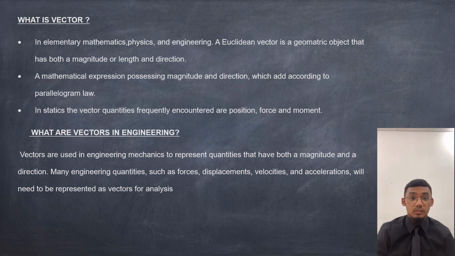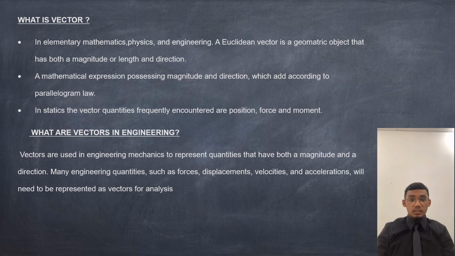What is a vector? In elementary mathematics, physics and engineering, a Euclidean vector is a geometric object that has both magnitude or length and direction. It is a mathematical expression possessing magnitude and direction, which acts according to the parallelogram law.